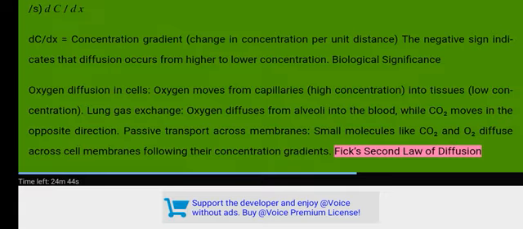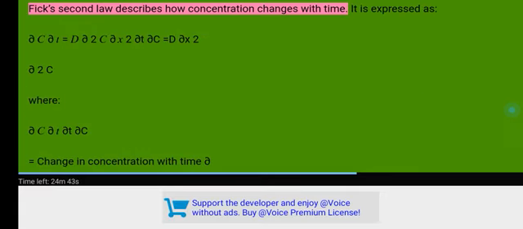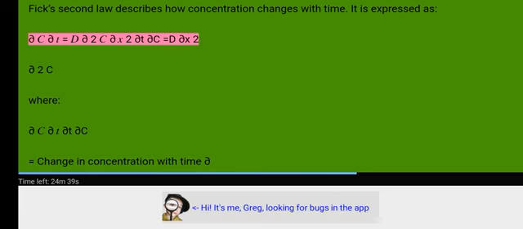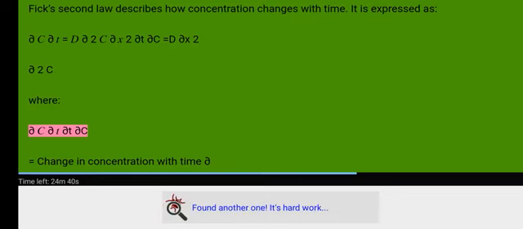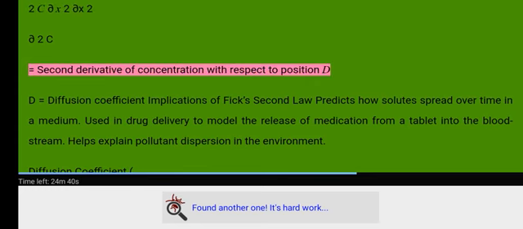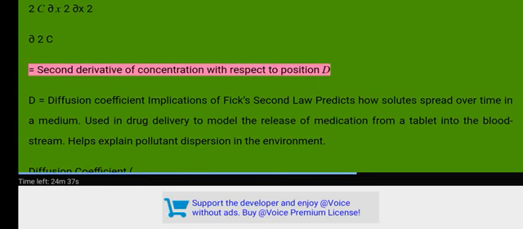Fick's second law of diffusion describes how concentration changes with time. It is expressed as ∂C/∂t equals D ∂²C/∂x². Where ∂C/∂t equals the change in concentration with time, ∂²C/∂x² equals the second derivative of concentration with respect to position.